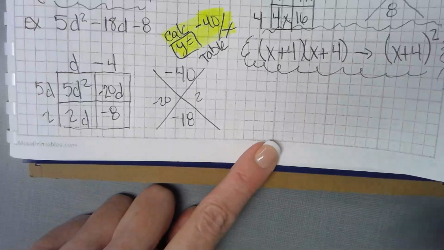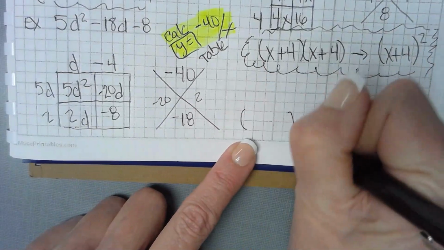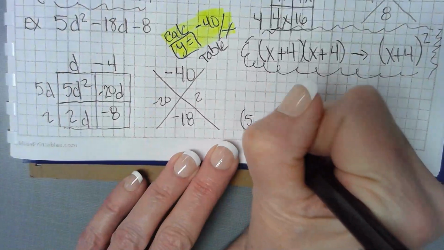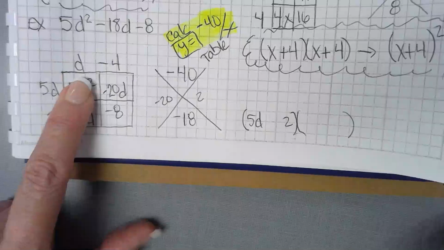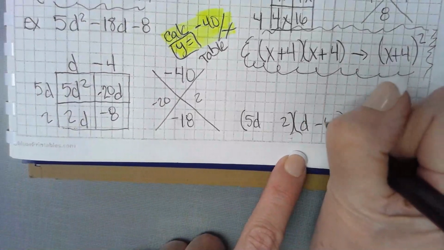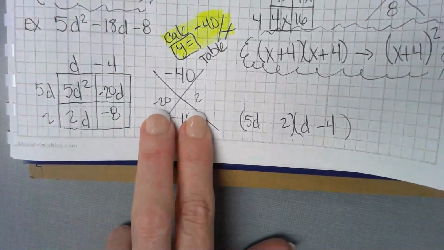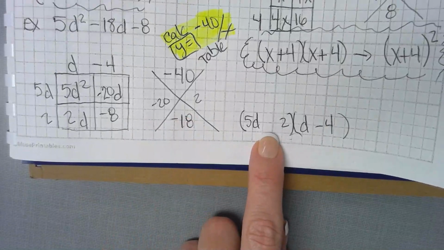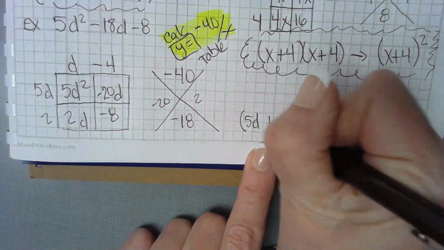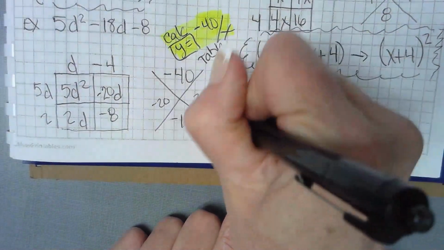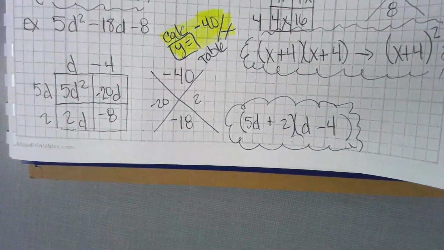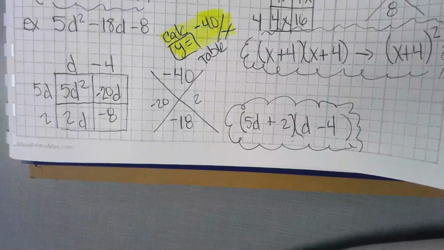All right, I'm ready to write my answer. I'm going to set up 2 parentheses. I got a 5D and 2. I got a D minus 4. My signs are different. So what needs to go there? Positive. There's your factored form. That's what we're going to be doing this week. Right there.